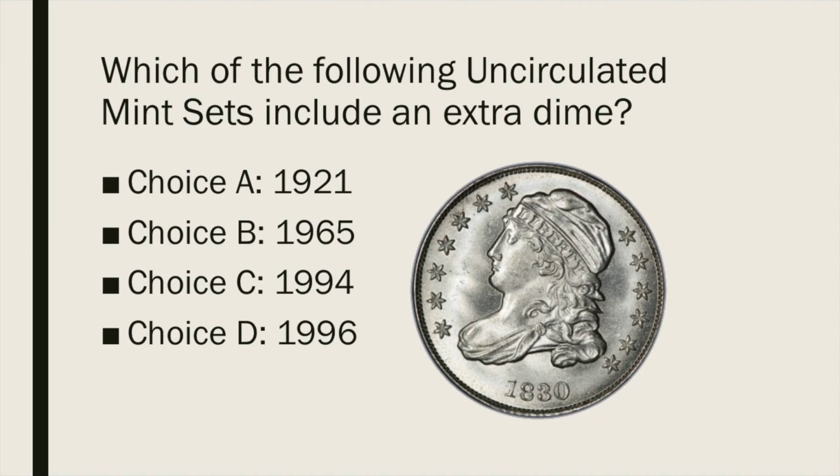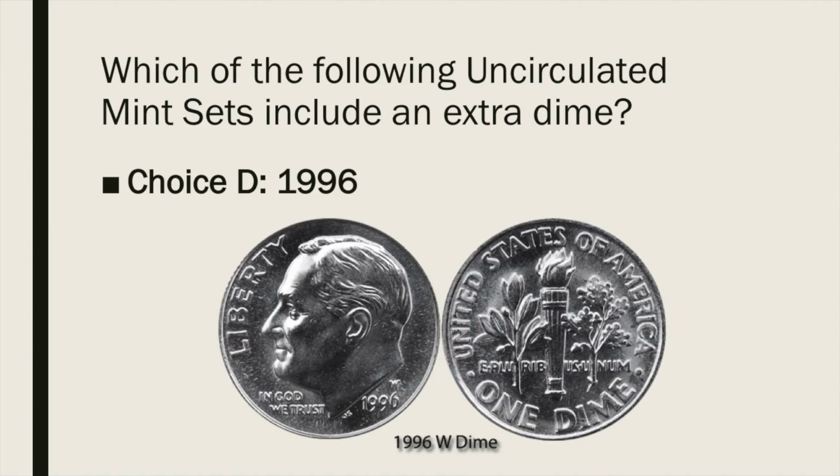And the answer is choice D, 1996. There was a West Point dime minted that year, and it's also included in the uncirculated set. That's why there's a slight increase in the price from that year. But I figured that I'd mention that as I came across a 1996 uncirculated set the other day.